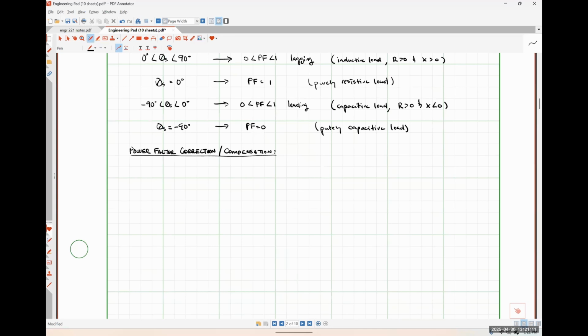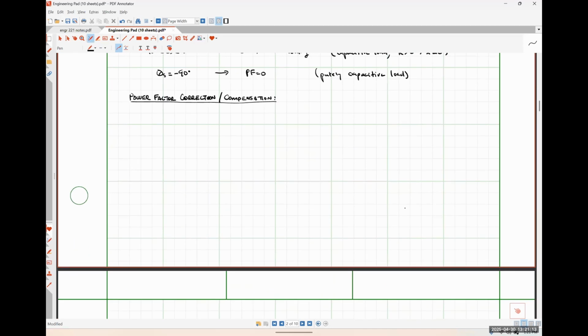So let's consider a case where I've got some sort of inductive load. So here is my imaginary axis, and here is my real axis. My complex power, which I'm going to call S old.